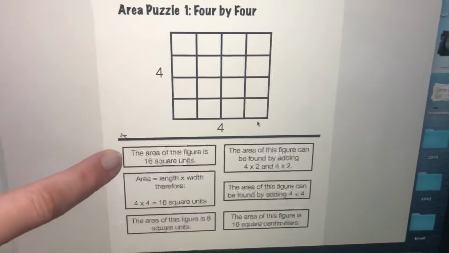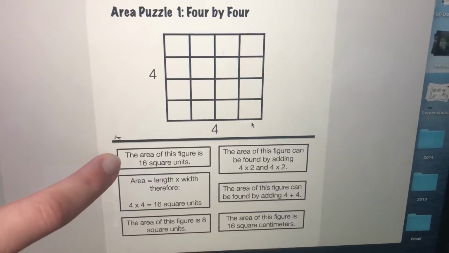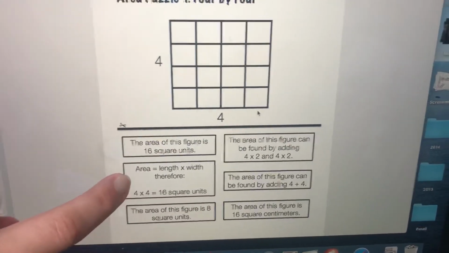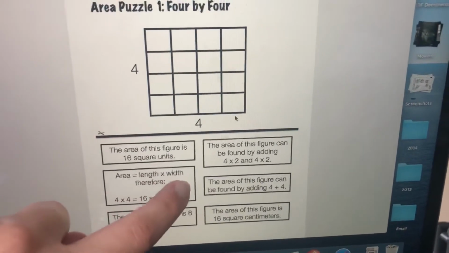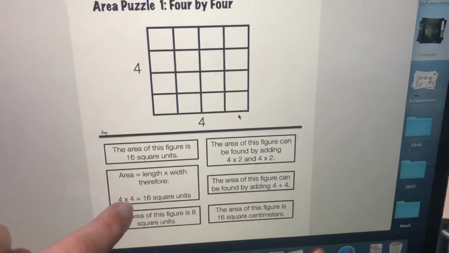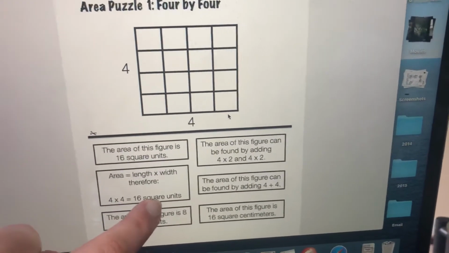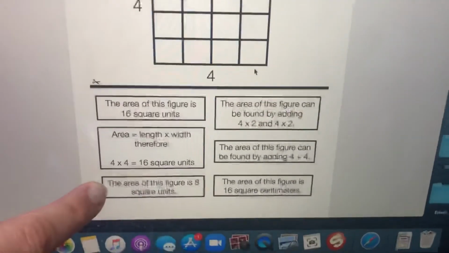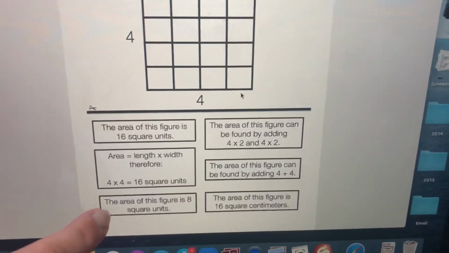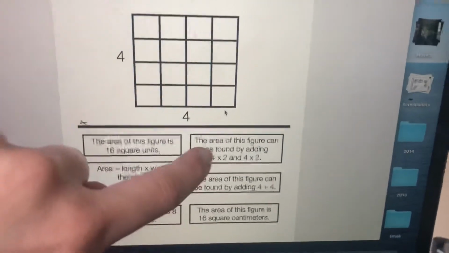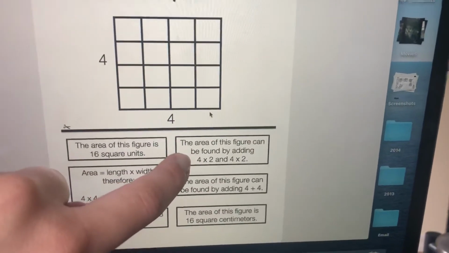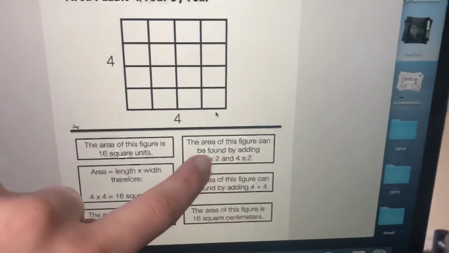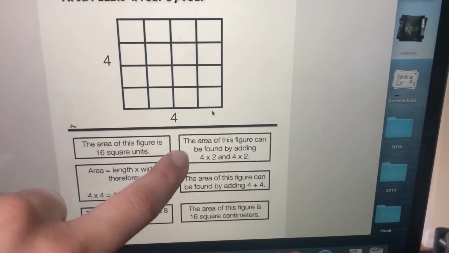The area of this figure is 16 square units. Is that true or false? Area equals length times width. Therefore, 4 times 4 equals 16 square units. Is that true or false? The area of this figure is 8 square units. Is that true or false? The area of this figure can be found by adding 4 times 2 and 4 times 2. Is that true or false?